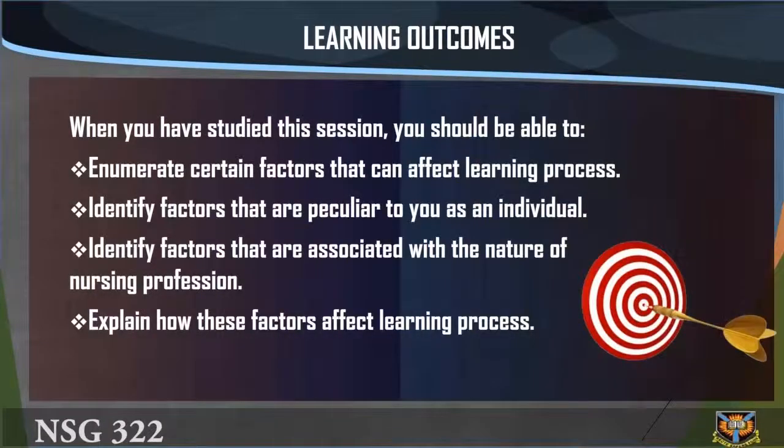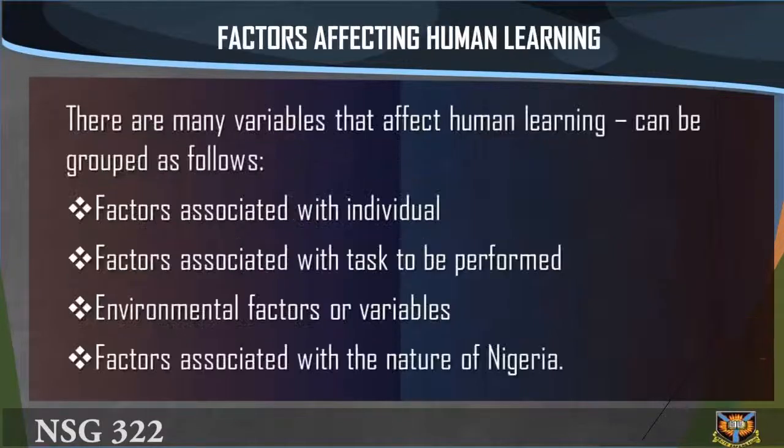Learning outcomes. When you have studied this section, you should be able to enumerate certain factors that can affect the learning process. Identify factors that are peculiar to you as an individual. Identify factors that are associated with the nature of the nursing profession. Explain how these factors affect the learning process.